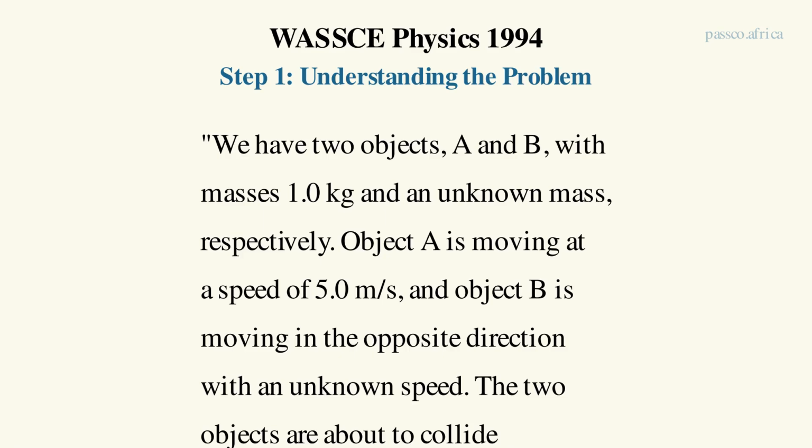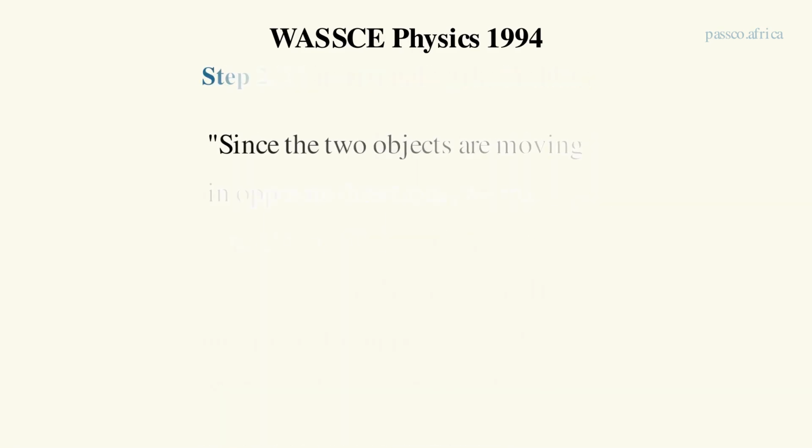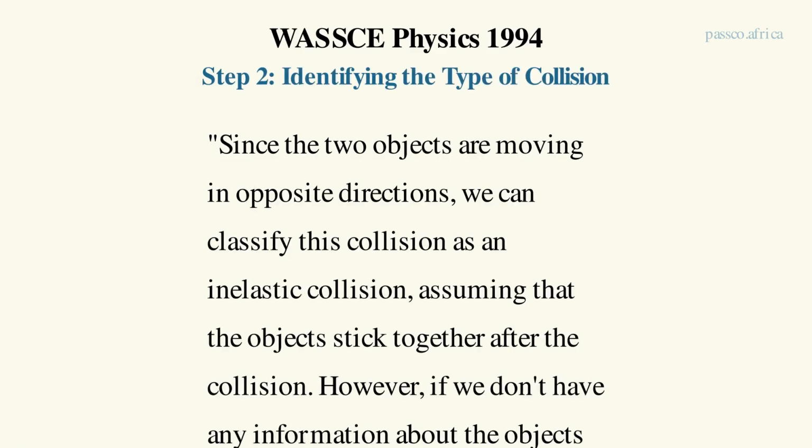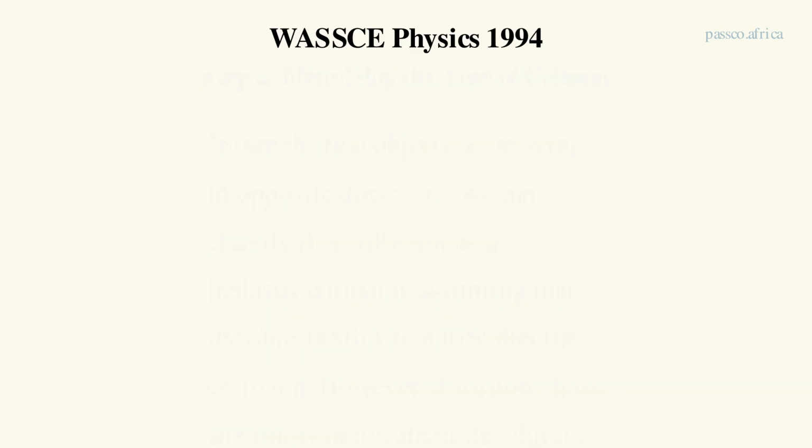Step 2. Identifying the type of collision. Since the two objects are moving in opposite directions, we can classify this collision as an inelastic collision, assuming that the objects stick together after the collision. However, if we don't have any information about the objects sticking together, we might need to consider a different type of collision. Step 3. Applying the law of conservation of momentum.